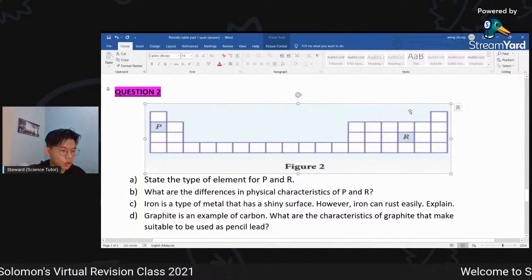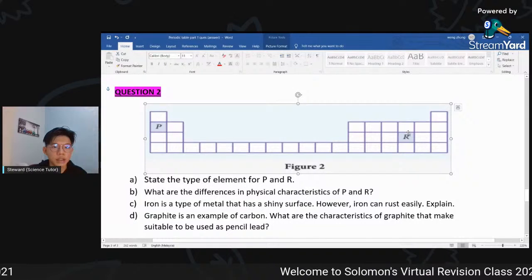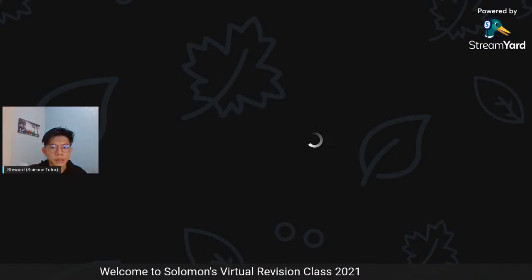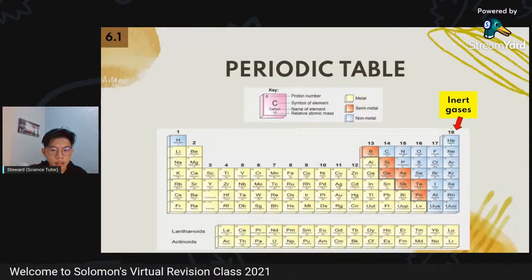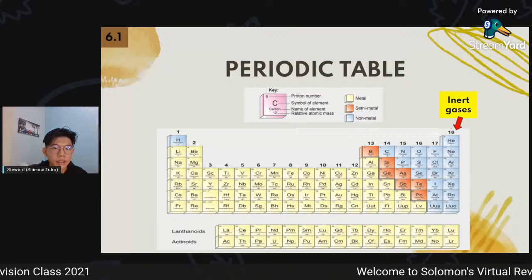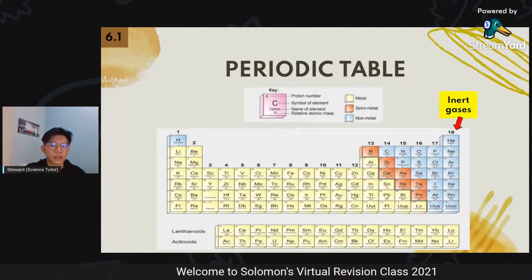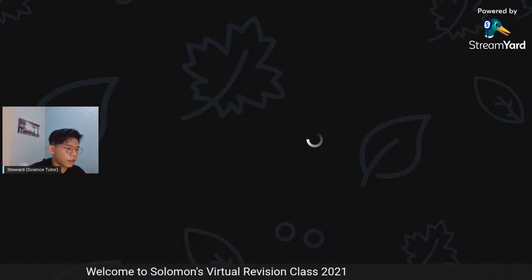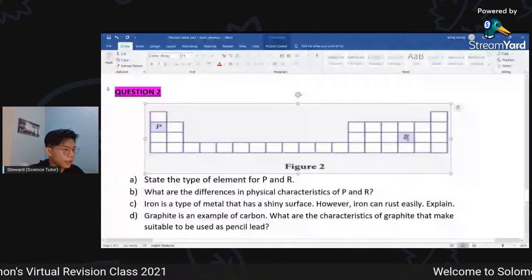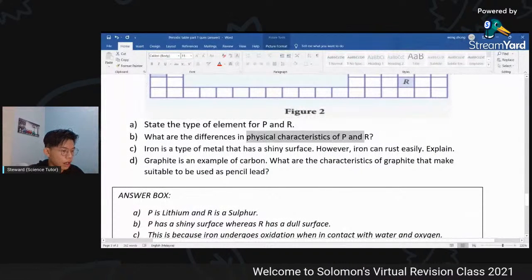Yang last third row, lepas tu second last third column, second row. Okay, so kita tengok. Last third column, second row. So kita ada ni. Apa ni? Sulfur. Kita ada sulfur. So kita ada sulfur kat sini. So it is sulfur. Okay, so what are differences in physical characteristics of P and R?